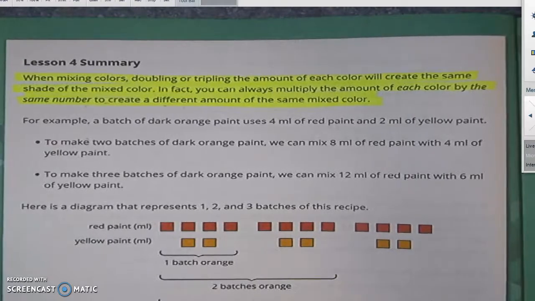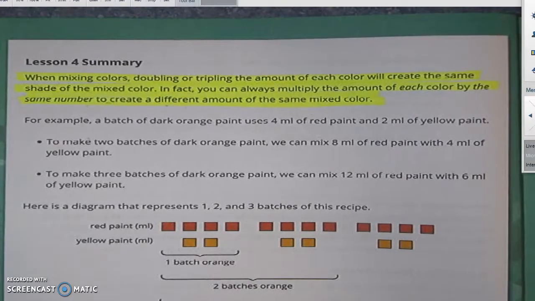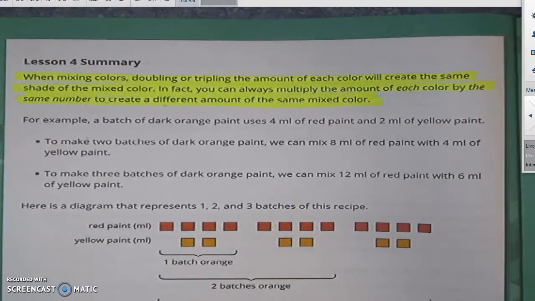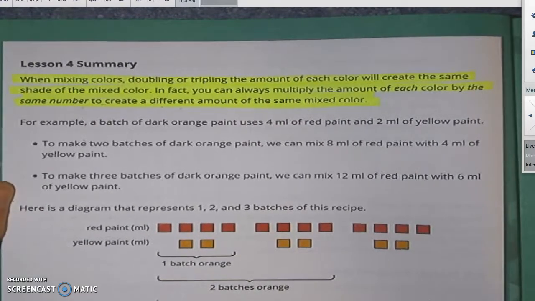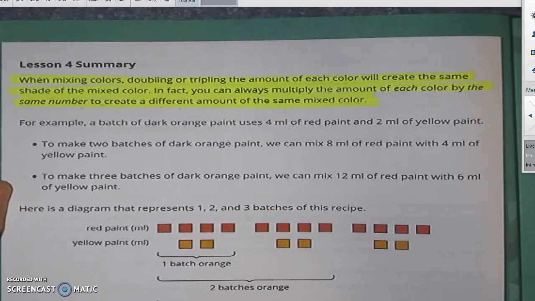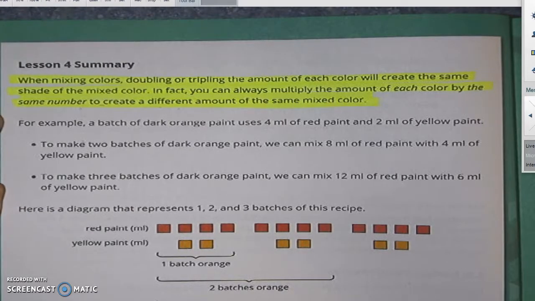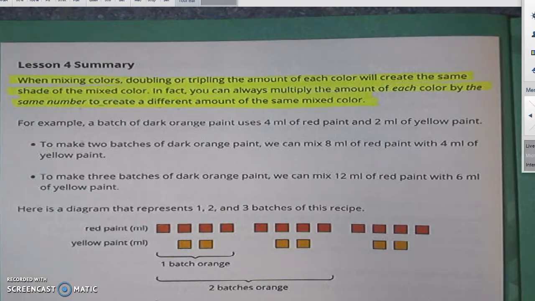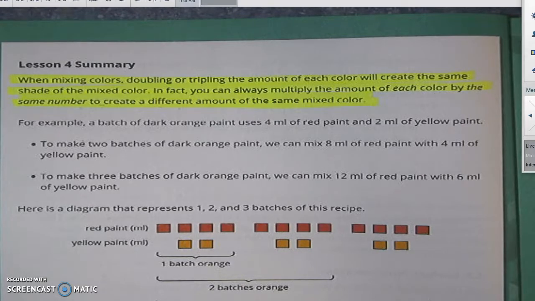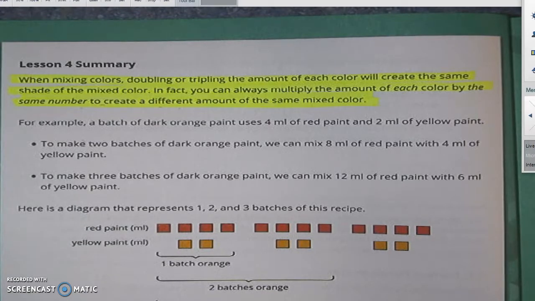When mixing colors, doubling or tripling the amount of each color will create the same shade of the mixed color. In fact, you can always multiply the amount of each color by the same number to create a different amount of the same mixed color. And if we're talking about painting something, I'm going to want to make sure that all of my paint that I'm using for green or whatever, that it's all like the exact same shade of green so it doesn't end up looking funny.